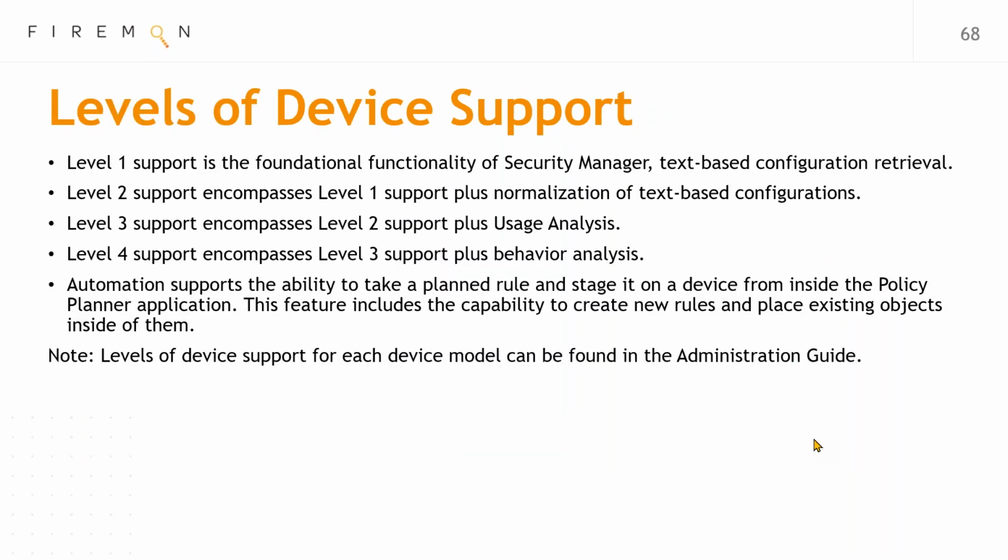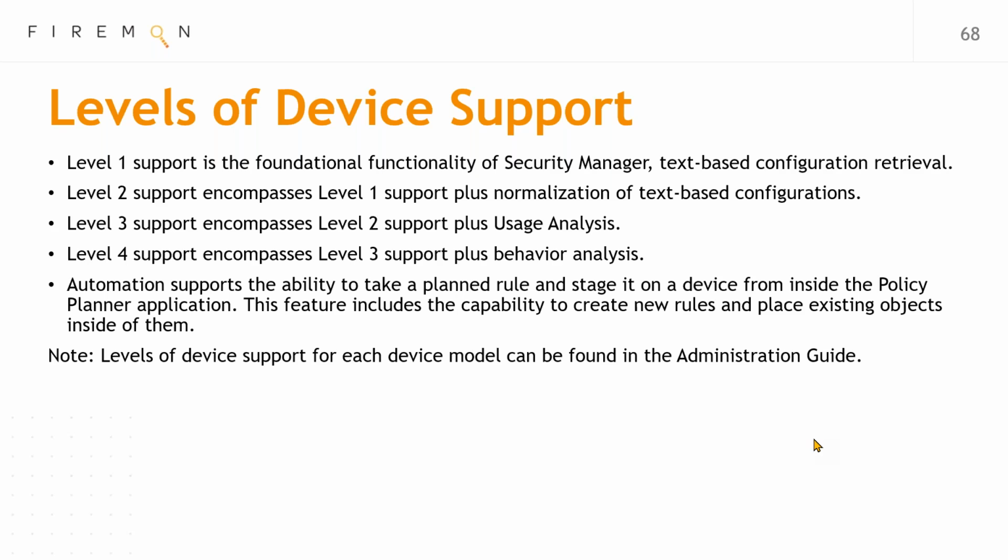All right, when we're talking about devices, you're often going to hear the term levels of support. That's the functionality that each device type can achieve within your FireMon ecosystem. There are 4 levels of support plus automation, which I guess would mean there's really 5 levels of support. Level 1 support is the most basic functionality of Security Manager, wherein we can only support raw text-based configuration retrieval without making any changes or modifications to it. There are very few devices I can think of where that's the only level of support we offer.